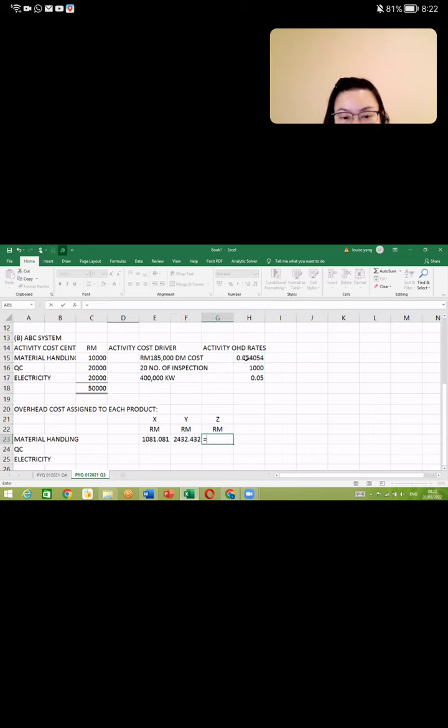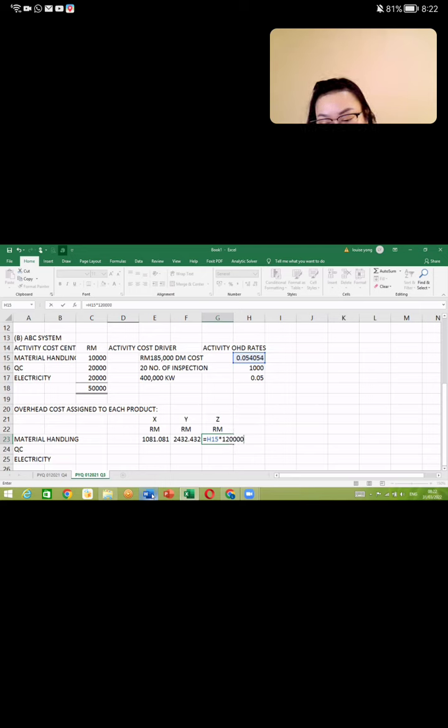Then Z here, so multiply by 120 thousand. Then you can put a total here. If you total up, your total material overhead is 10,000 here, so you allocate to X, Y, Z. When you add up, it is exactly 10,000.